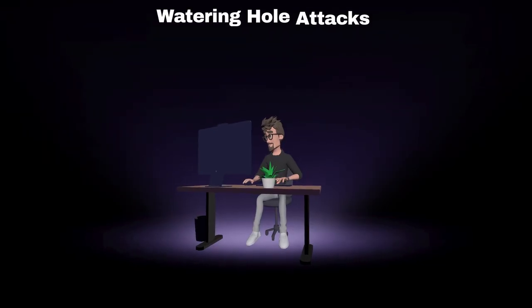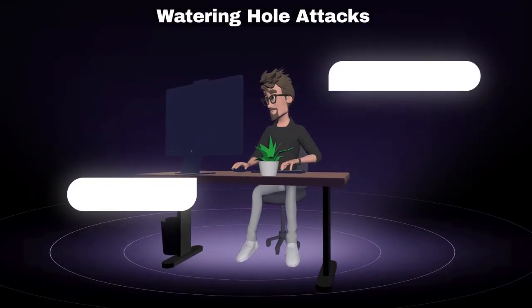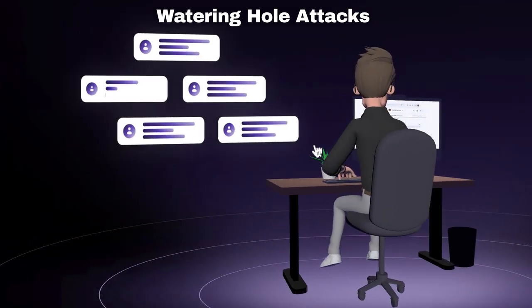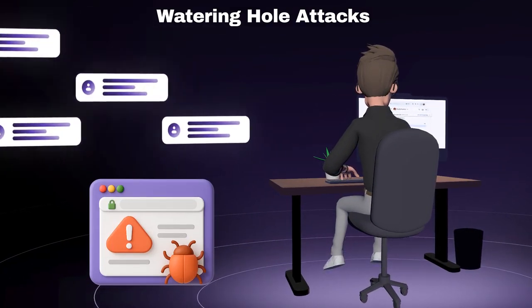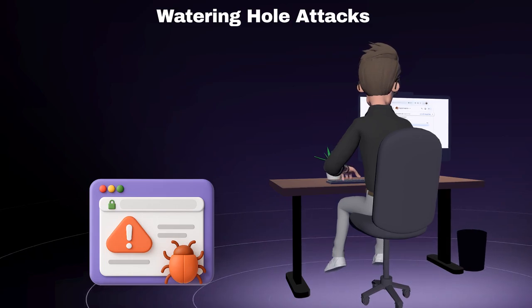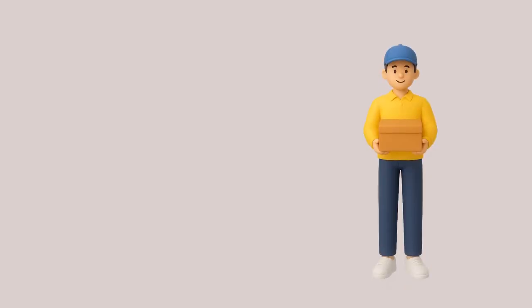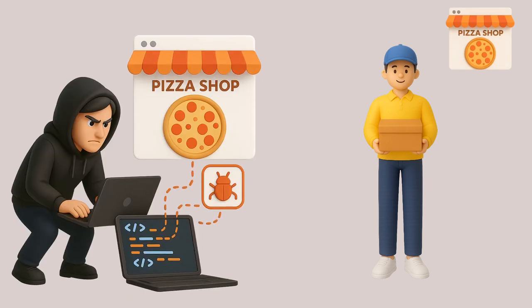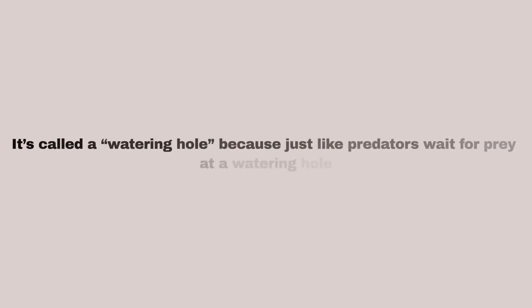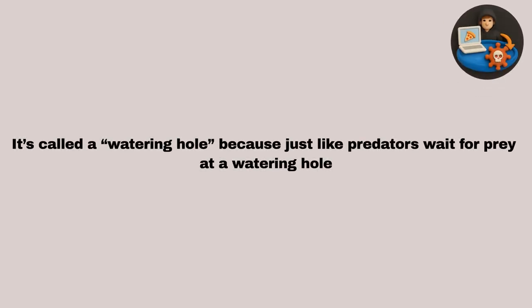And then you have your watering hole attack. This is where the threat actor doesn't attack the target directly. Instead, they compromise a third-party website that the target is likely to visit. For example, let's say an employee of an e-commerce company often orders lunch from a local pizza shop. An attacker compromises the pizza shop website with hidden exploit code. When the employee visits to place an order, they get infected, giving the attacker a way into the real target's network. It's called a watering hole because, just like a predator, they wait for the prey at a watering hole.